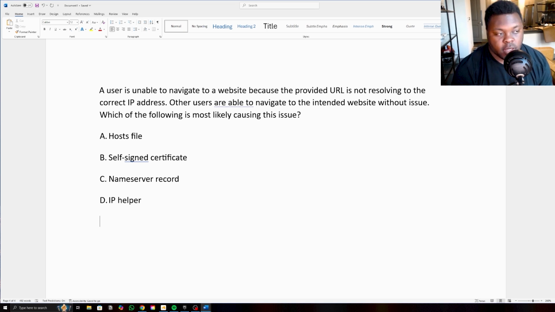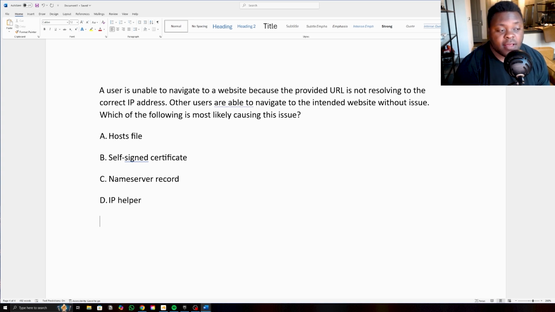All right, next question. A user is unable to navigate to a website because the provided URL is not resolving to the correct IP address. This sounds like a DNS issue. Other users are able to navigate to the intended website without issue. So it's an individual user having a DNS issue. Which of the following is most likely causing this issue? All right, so this is definitely an individual DNS issue. So let's keep that in mind as we go through our answer choices.